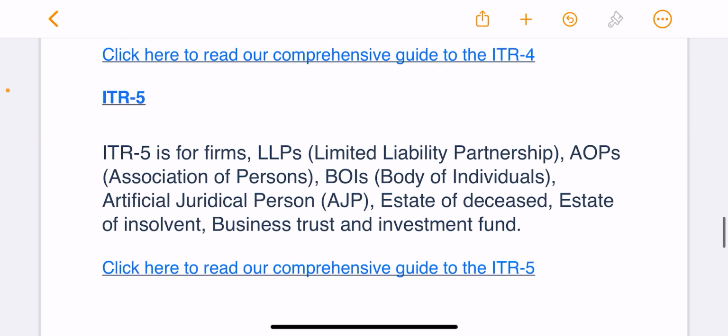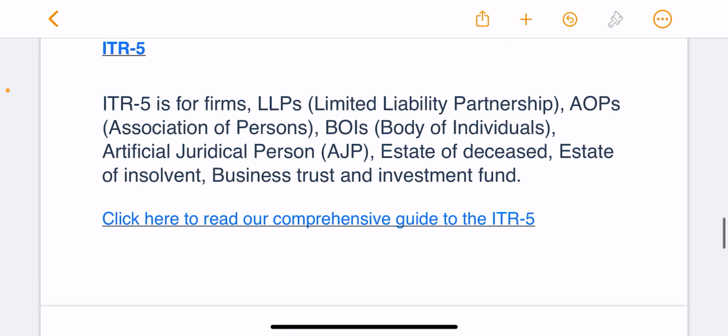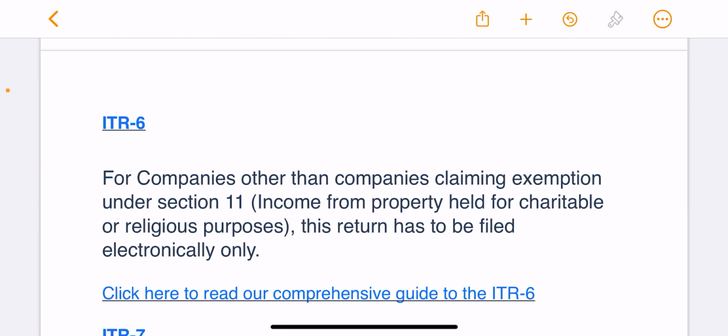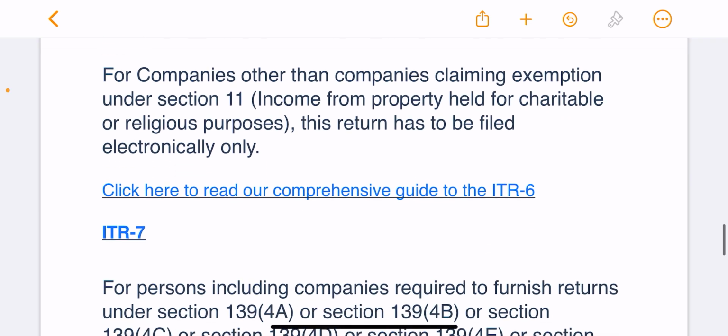Now we talk about ITR 5. ITR 5 is for firms, LLPs, AOPs, BOIs and AJPs. So the following businesses need to file ITR 5. Now who is eligible to file ITR 6? ITR 6 is for companies other than companies claiming exemption under section 11, like income from property held for charitable and religious purposes. The return has to be filed electronically only. So the companies other than those claiming exemption need to file ITR 6.